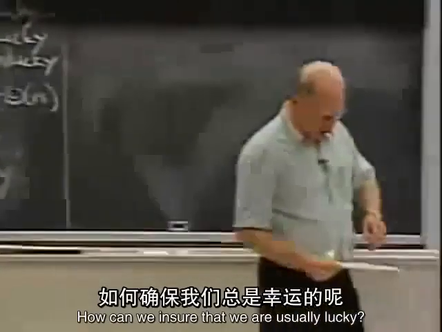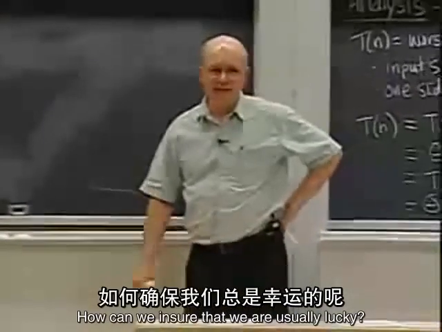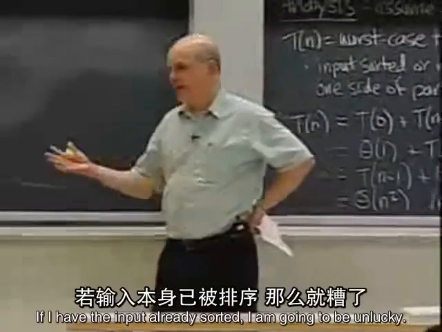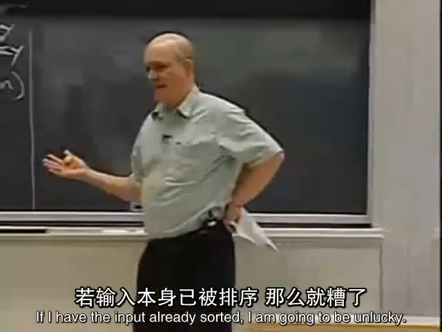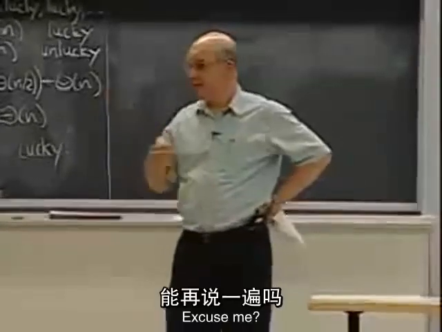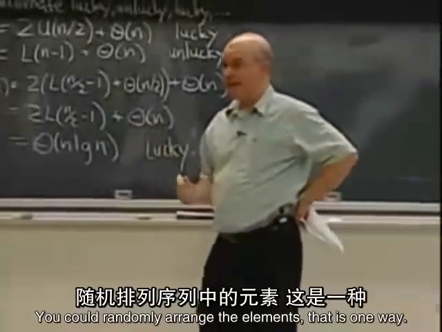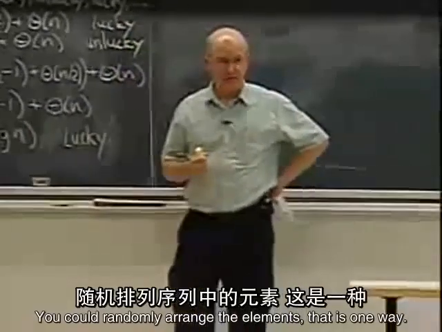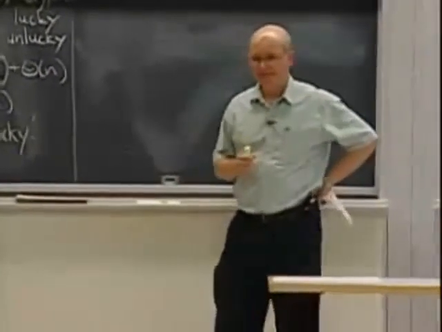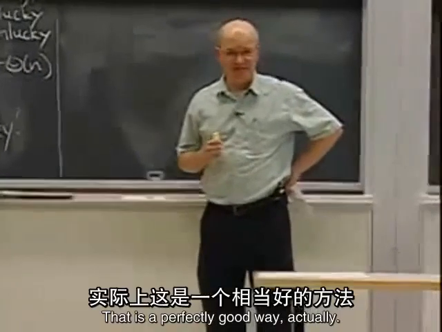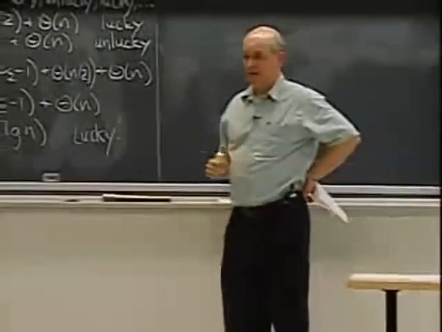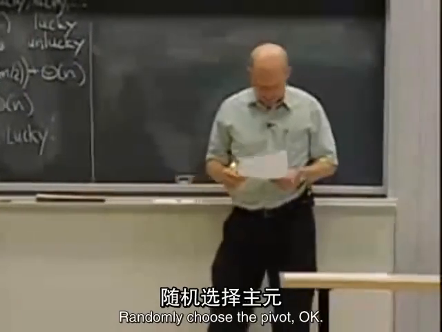So how can we ensure that we're usually lucky? If I have the input already sorted, I'm going to be unlucky. You could randomly arrange the elements. That's one way, and it's a perfectly good way, actually. In fact, it's a common thing to do. What's another way? Randomly choose the pivot.